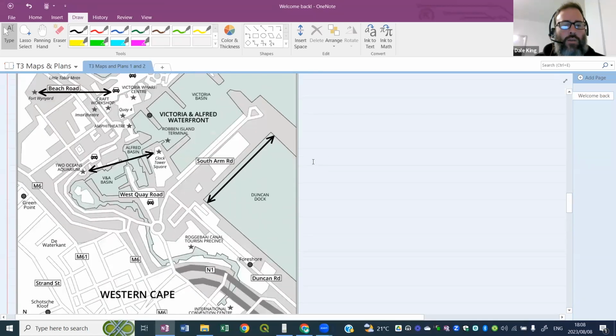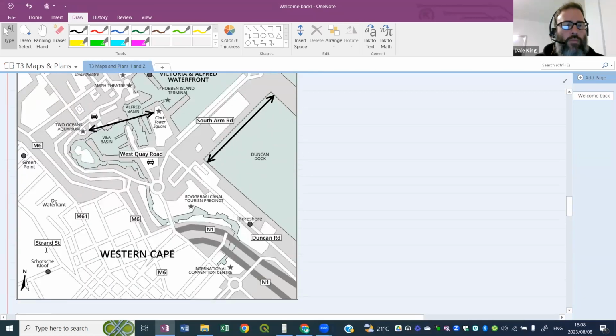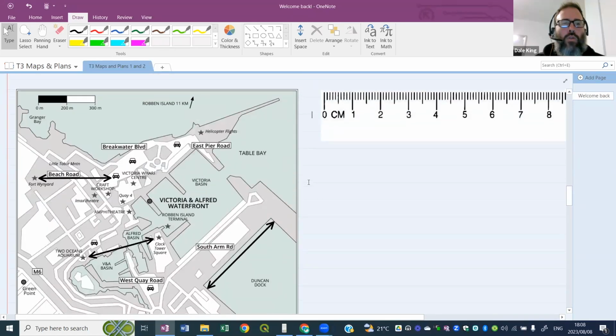Then down here at the bottom, we are in the Western Cape. On the bottom left there's a little arrow that's pointing north. So a normal map here with a scale and an arrow pointing north.